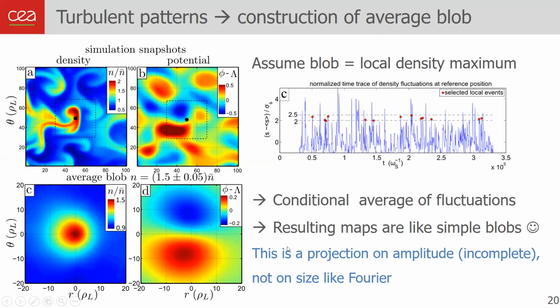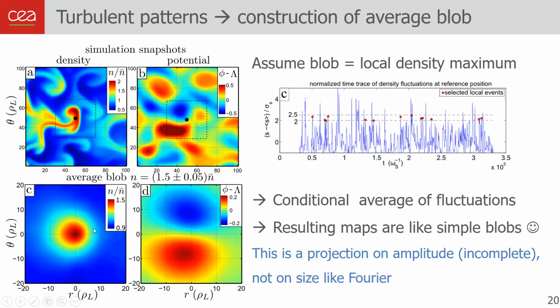Of course, this is a sort of artificial signal projection. You project the signal fluctuations on amplitudes, and these are incomplete because you only keep the local peaks for getting this average done. It's not like a Fourier transform where this is reversible, of course. But still, I think this is an interesting projection of the turbulent map into average objects.